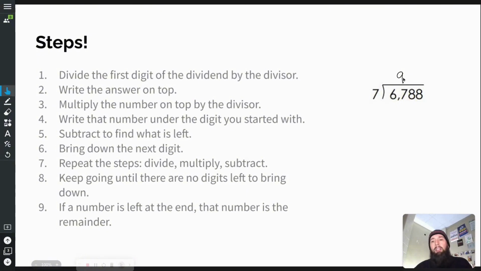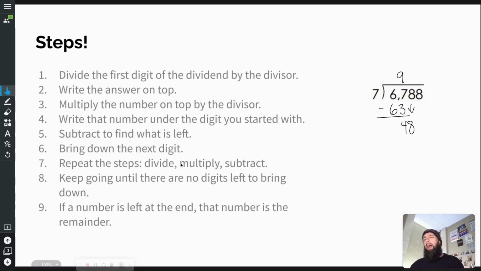Now, I just said 7 times 9, 9 times 7 is 63. Multiply those numbers and write it underneath. Subtract and find out what's left. So I'm going to do 7 minus 3, which is 4, 6 minus 6, which is nothing, and then you bring down the next digit. So bring down that 8. Then you repeat the steps.